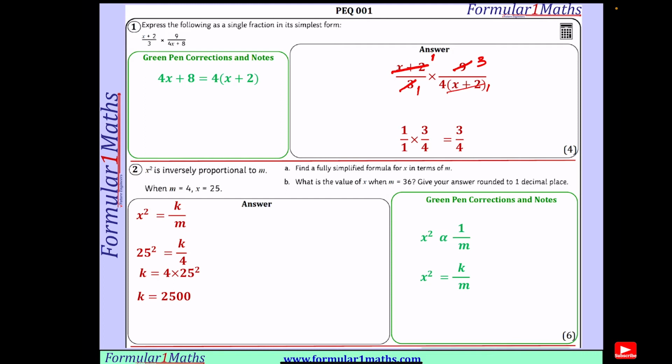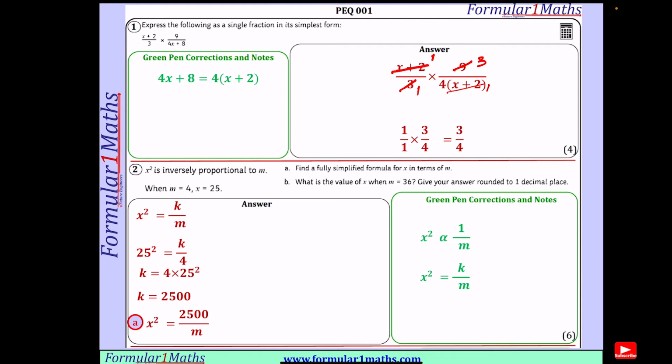So we replace the value of k with 2,500 in the formula to obtain x squared equal to 2,500 over m. And that's the fully simplified formula required for question 2a.